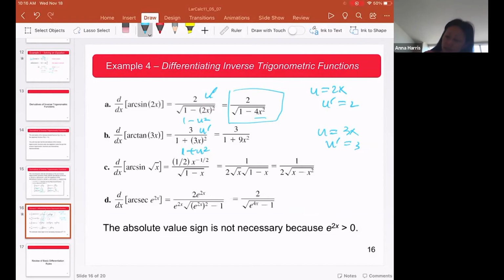Arcsecant of square root of x. So my u is square root of x, or I can say x to the 1/2. So u prime would be 1/2 times x to the negative 1/2, which is 1/2 over square root of x. That's u prime. Okay, so let's do that then. The formula says u prime over absolute value of u, and then do what? The square root of u squared minus 1. That's the formula. Oh, I'm doing a sine. Excuse me, I'm doing a sine.